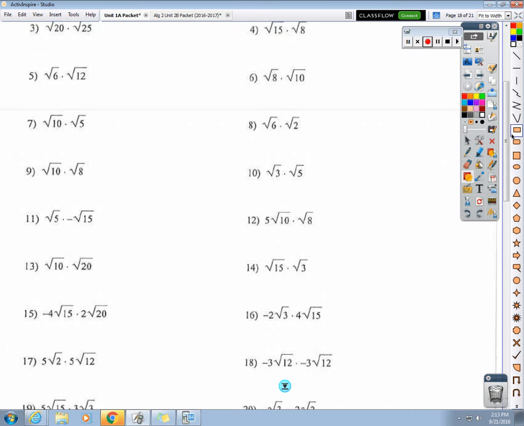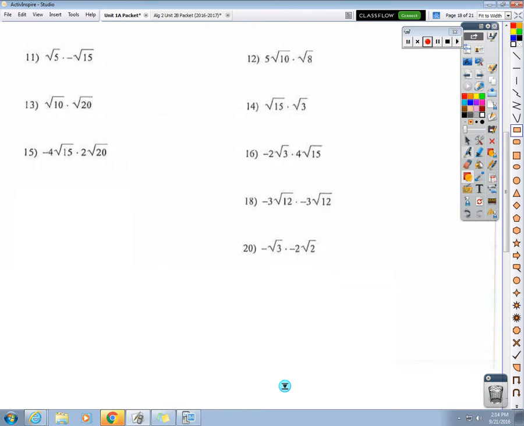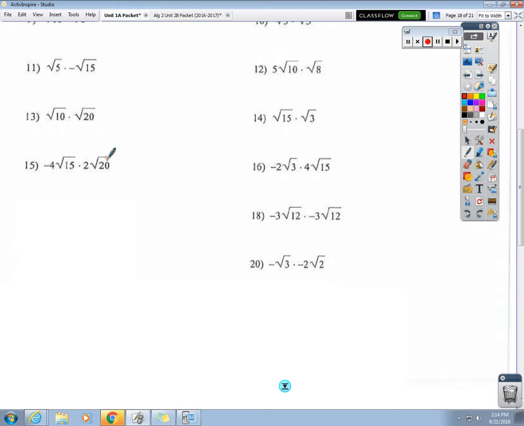Number 15, okay. When you are asked to multiply radicals, you multiply the outside numbers first. -4 times 2 is -8. Then you multiply the numbers that are inside the radicals. They're called radicands. What's 15 times 20? 300? Okay? But then you're not finished because you can simplify that by doing a factor tree. What numbers multiply to get 300? 15 and 20.